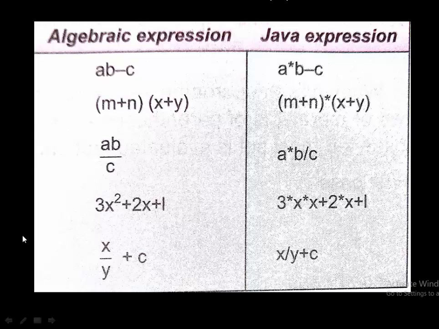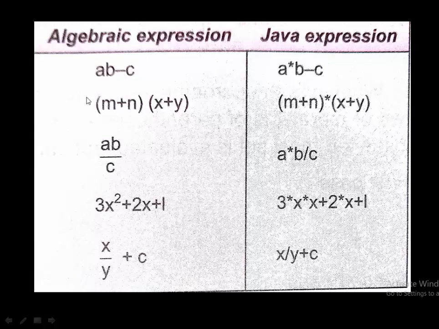These are some examples of algebraic expressions which can be written in the Java programming language like this. So, ab minus c. If you want to write this expression in Java, it can be written as a multiplication operator b minus c. This is the way of writing the algebraic expression ab minus c.